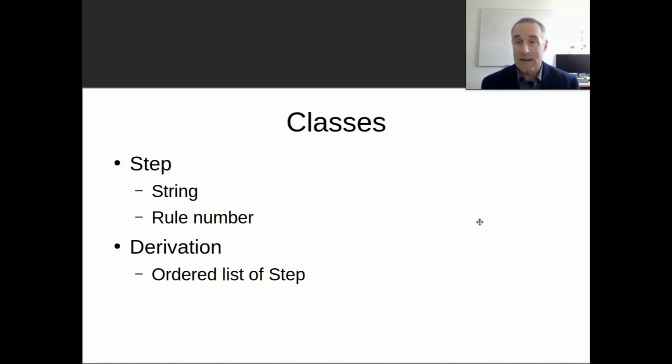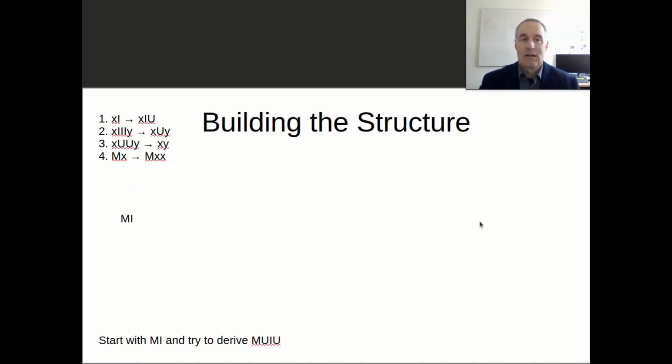So it's an ordered list that does need to keep an order, and we're also going to need to be sure to have a data structure that gives us access to the last step, because we're always going to be working on the last step in this derivation. So what does this look like?